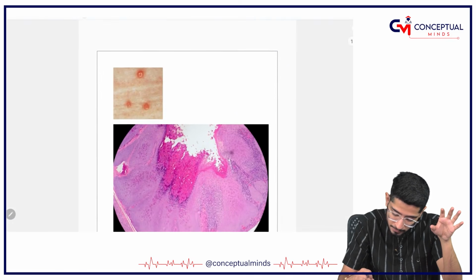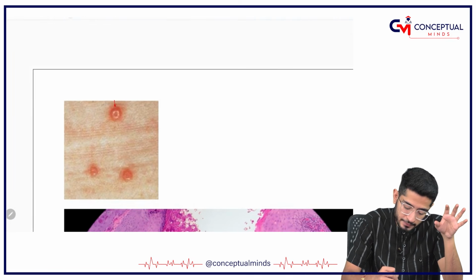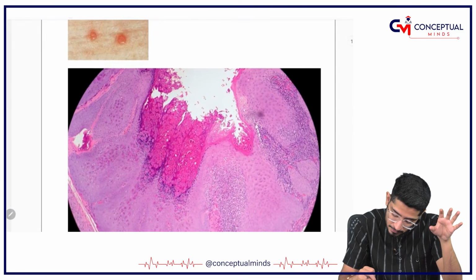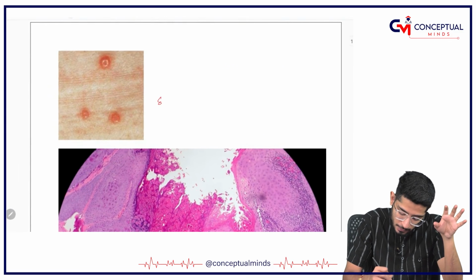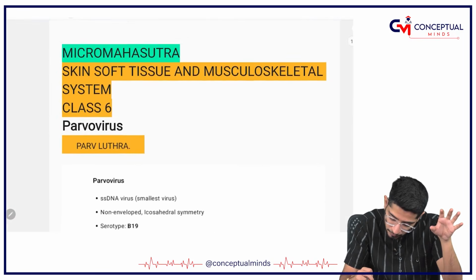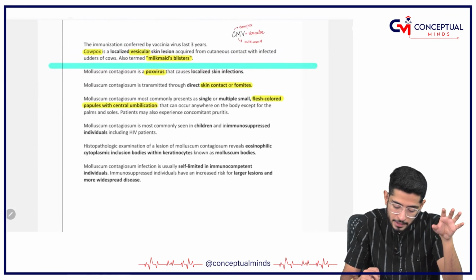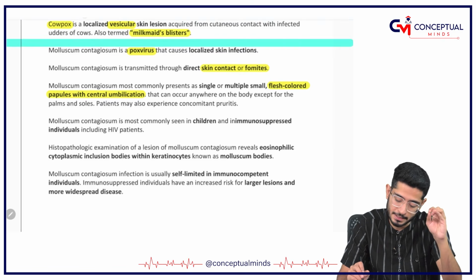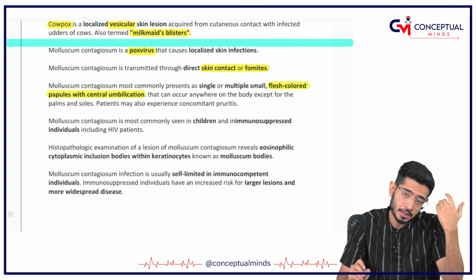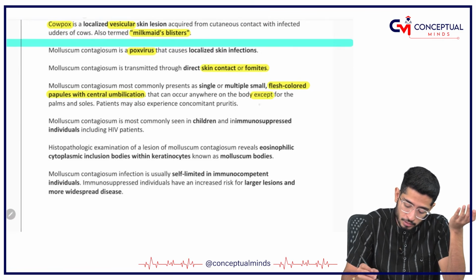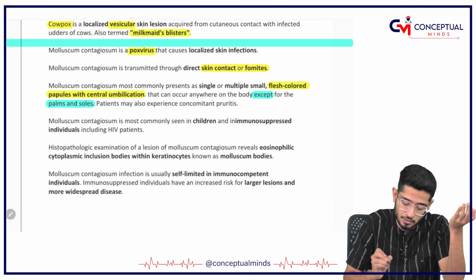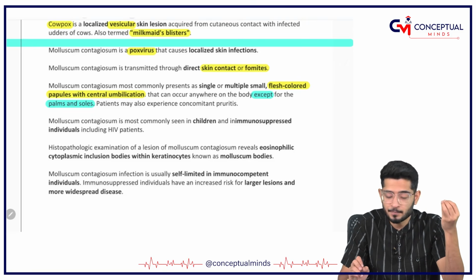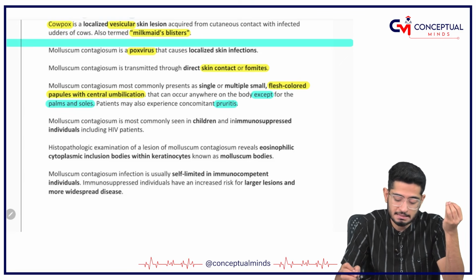Let me check if I have got a picture of it. Yeah, see here. So it is a flesh colored one. No, this is not molluscum. This is smallpox. Okay, this is smallpox. I'll search for the, no, I don't have the picture. Alright, so just remember that they have got flesh colored papules with this central umbilication. Okay, that can occur anywhere except the palms and the soles, they don't occur there. And yes, it is associated with pruritus and itching.